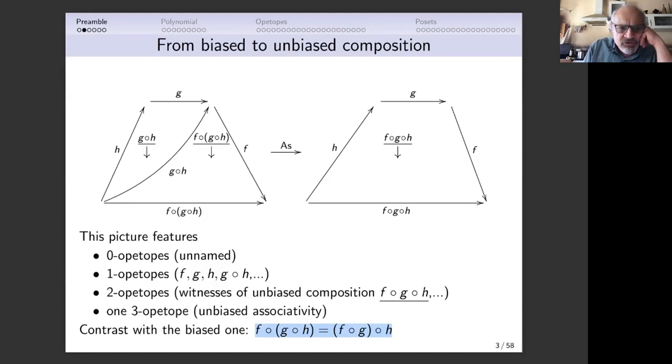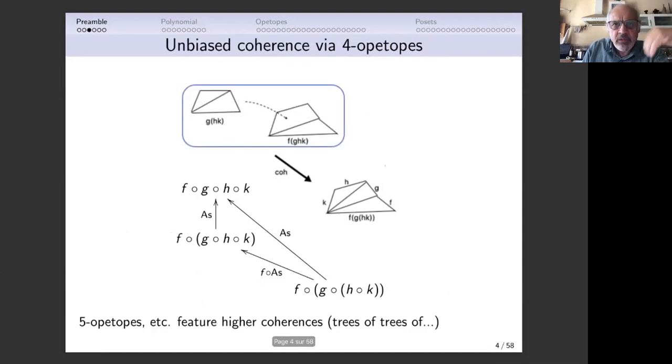Okay, so in this picture, we have seen shapes of dimension zero, which are not given names here, but they are all here. One-opetopes like F, G, H, G composed with H, two-opetopes, and a three-opetope as I discussed. Now let's move to four-opetopes. Four-opetopes are going to show us the coherence of these unbiased associativities. So let's look at this picture.